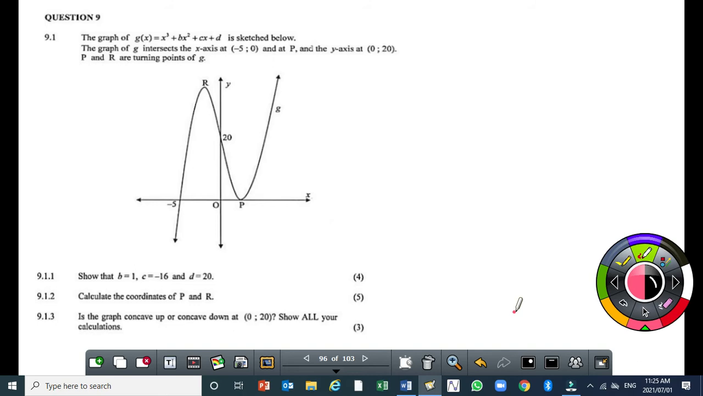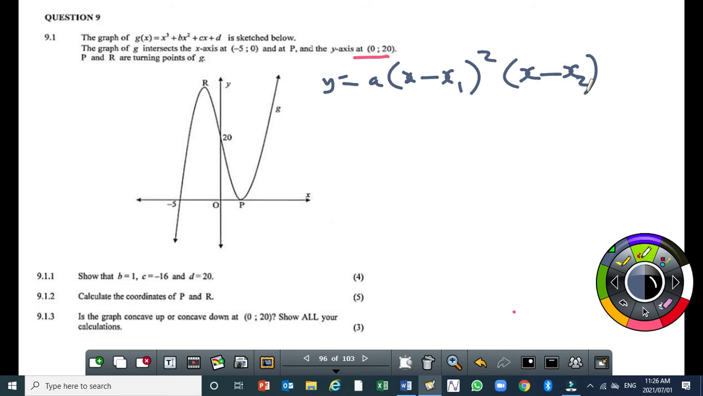That's what this means, right? And we are also given the y-intercept. This is the y-intercept there, right? So we need to show that b is equal to 1, c is minus 16, and d is 20. Now to do that, you just do what I did earlier. First thing, you write your equation: y equal to a times x minus x1 squared times x minus x2.